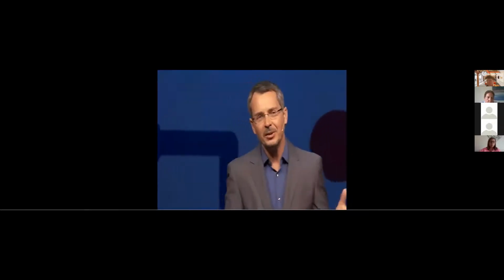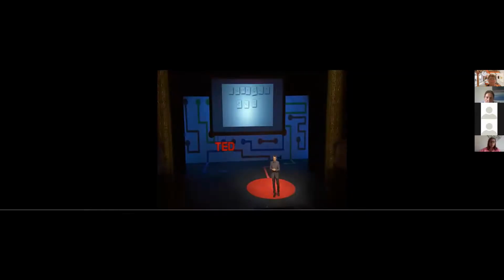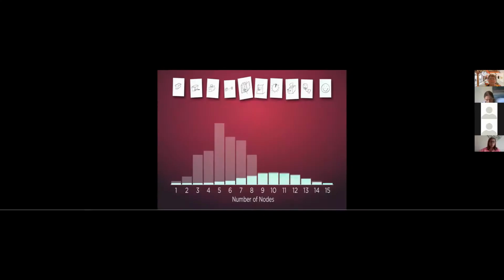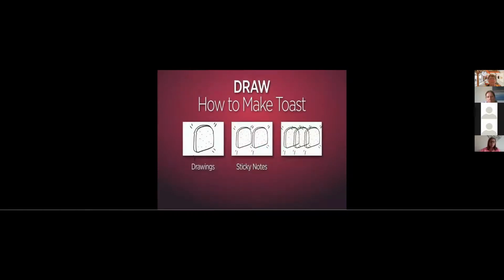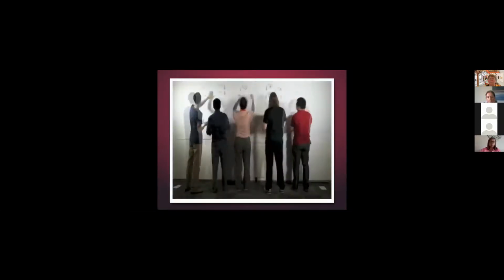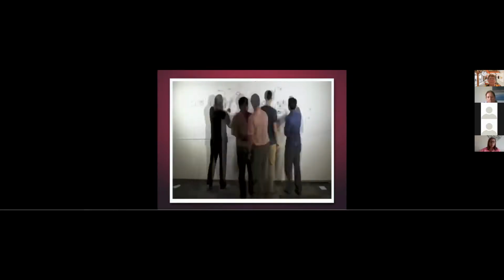And system theorists do tell us that the ease with which we can change a representation correlates to our willingness to improve the model. So sticky note systems are not only more fluid, they generally produce way more nodes than static drawings. The drawings are much richer. And this brings us to our third part of the exercise, which is to draw how to make toast, but this time in a group. So what happens then? Well, here's what happens. It starts out messy, and then it gets really messy, and then it gets messier.